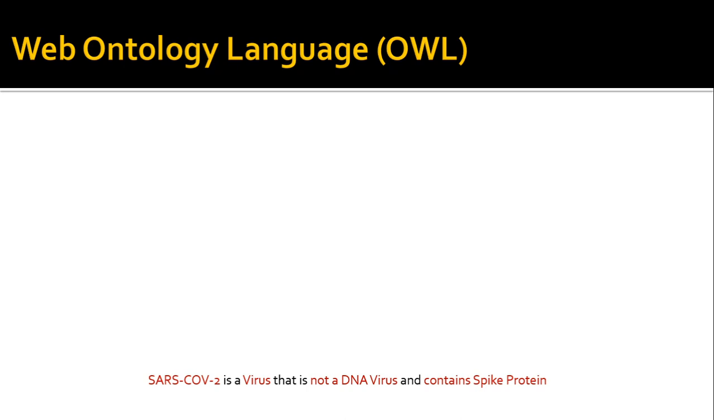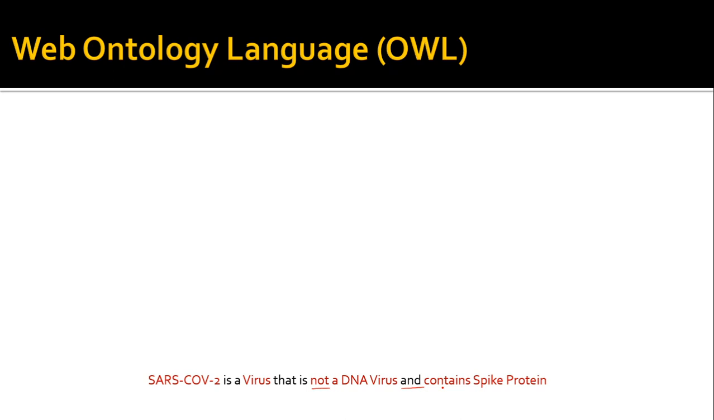Now, to describe OWL, I think it's best to come with an example and try to see what is happening here. RDFS, though very simple, is limited in its expressivity, right? It cannot express many complex scenarios that we can see in the real world. For example, consider this statement: SARS-CoV-2 is a virus that is not a DNA virus and contains spike protein. This statement cannot be represented in RDFS because RDFS doesn't support saying something is not something, right? It also cannot support that something is an intersection of two things. So it cannot do many things. That's why the Web Ontology Language has been standardized by W3C to make your knowledge base more expressive, right?